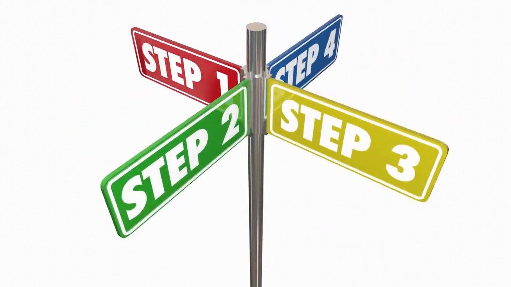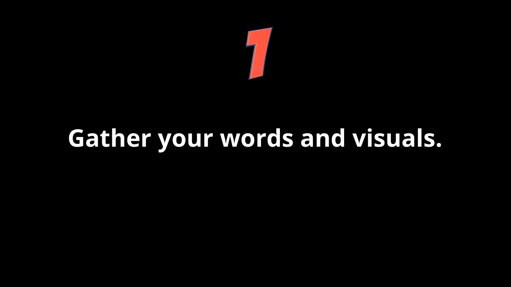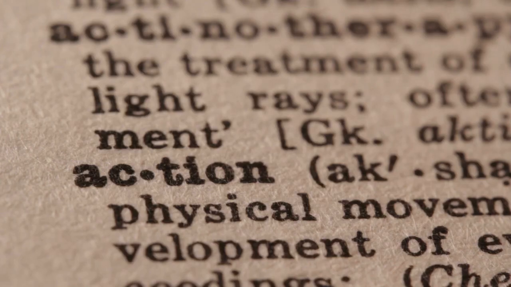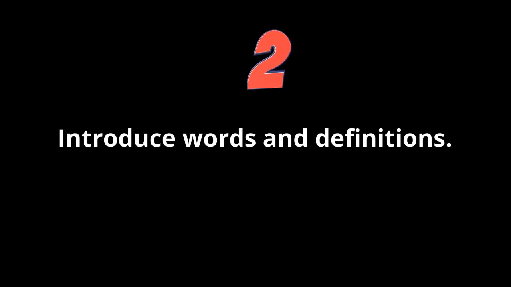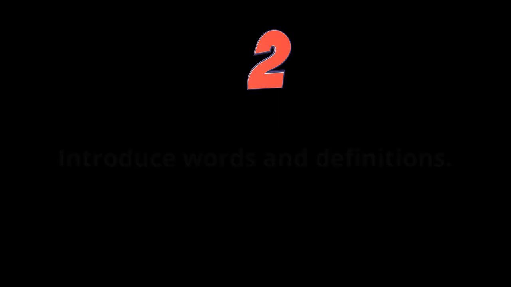Here's how the TPR process works. First, gather your words and visuals. Identify some new target vocabulary and any visuals you might need to help you demonstrate the words. Then, introduce your new vocabulary words with the visuals and say them aloud, providing a student-friendly definition.